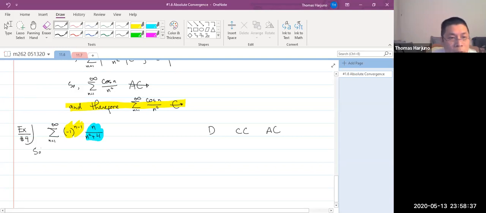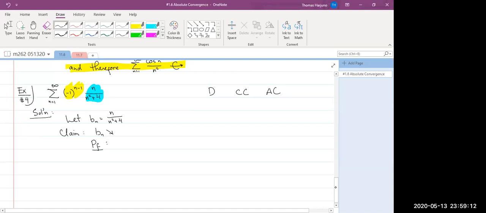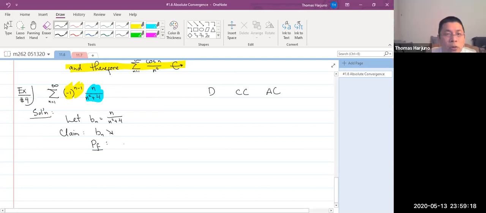So I will say the following. Let Bn be the positive part. I claim that Bn is decreasing. Proof. How do you prove that this term is decreasing? You can show that Bn plus 1 is less than or equal to Bn.